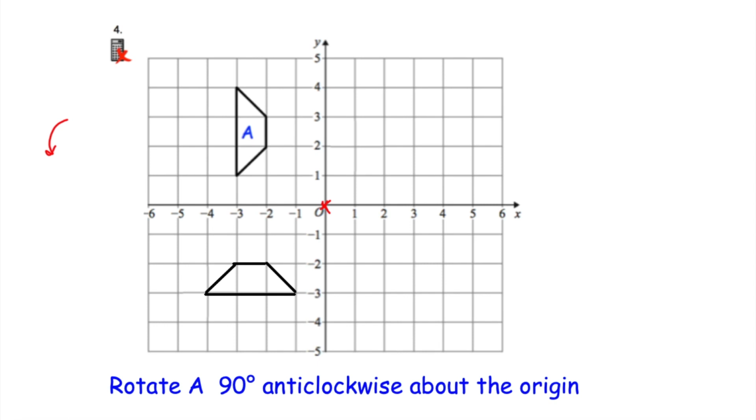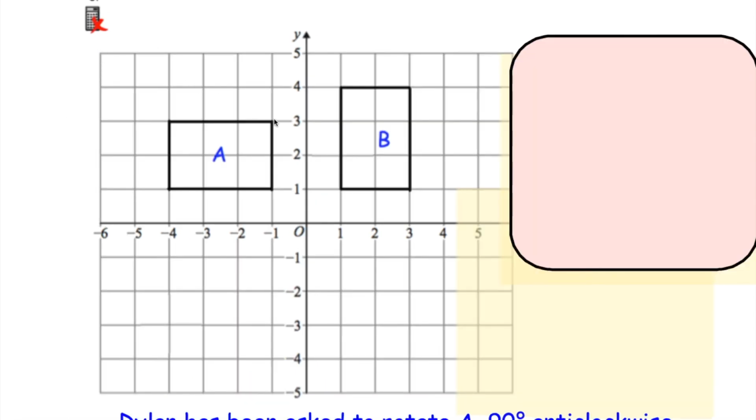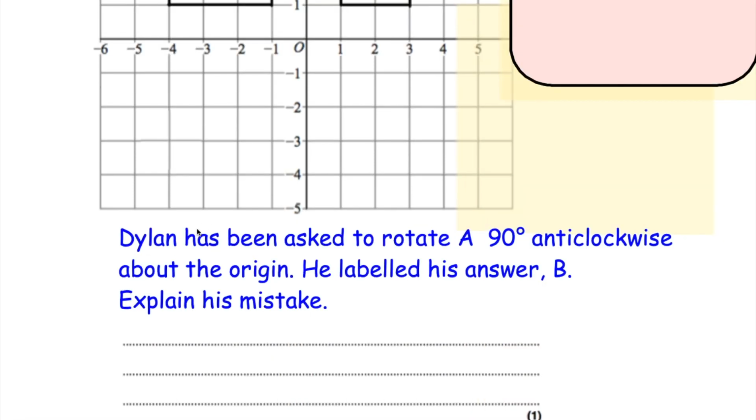Okay, let's have a look at question number 5. Here we've got two rectangles, rectangle A and rectangle B. If we scroll down and have a look at the question, it says Dylan has been asked to rotate A 90 degrees anti-clockwise about the origin, and he's labelled his answer B.